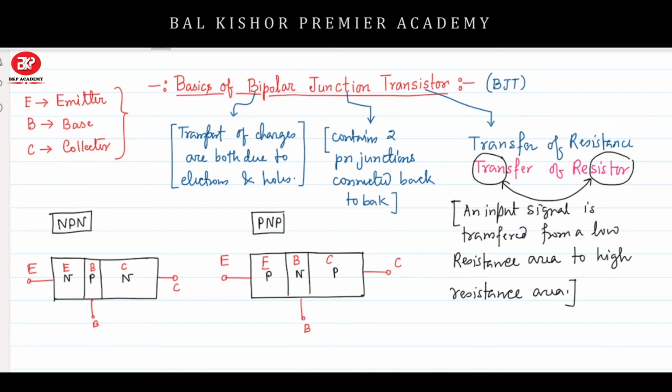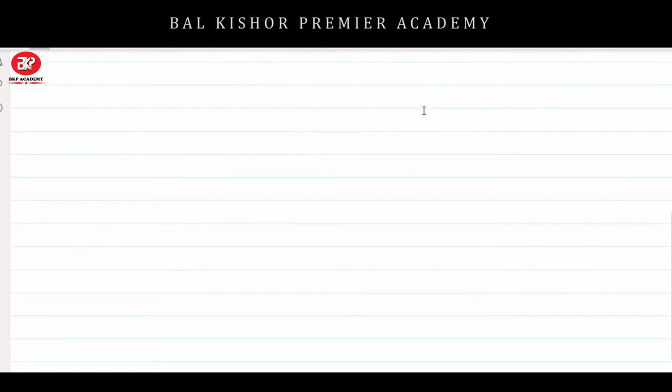Now, what is the significance of the emitter, the significance of the base, and the significance of the collector? Let us see the significance of each terminal. First we will take the emitter.